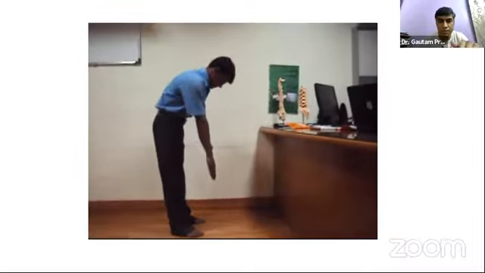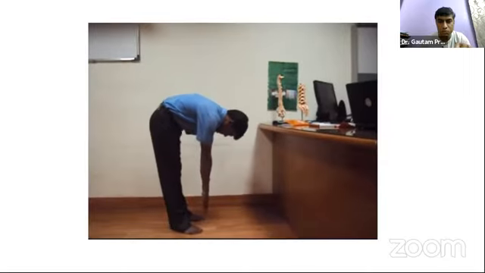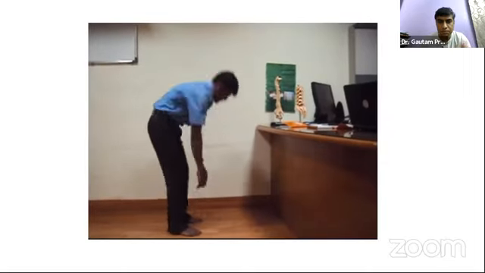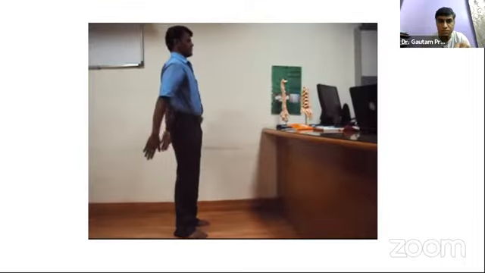Then keeping the knee straight, hand straight, ask the patient to bend forwards, then backwards.